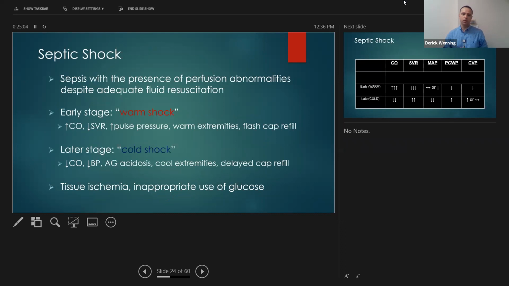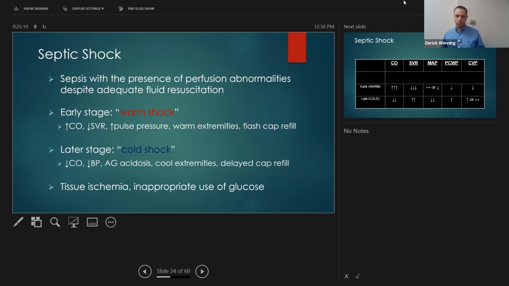Septic shock is sepsis with presence of perfusion abnormalities despite volume resuscitation. So you have warm shock where your cardiac output is through the roof, your systemic vascular resistance is low, so everything is peripherally dilated. You have increased pulse pressure, you have warm extremities, and you have flash cap refill.